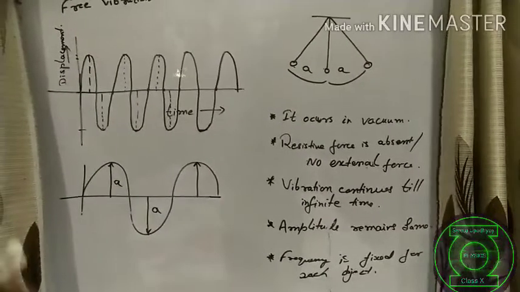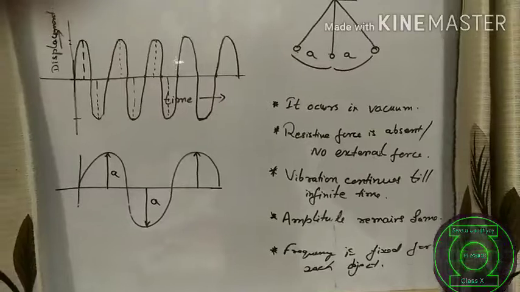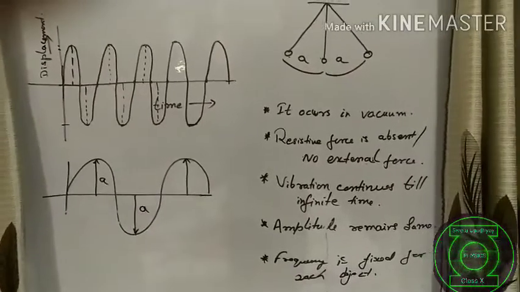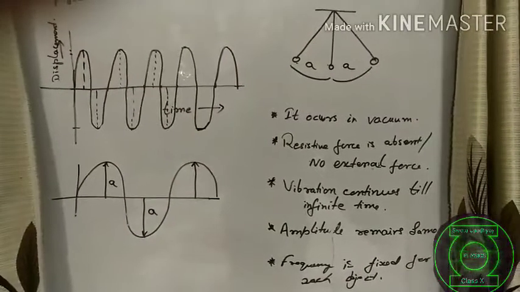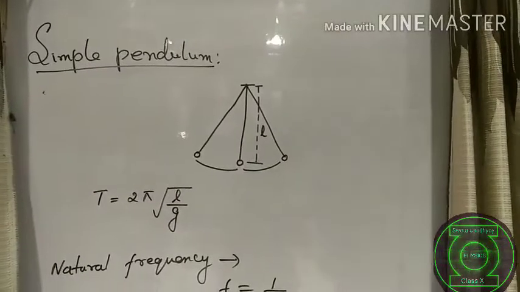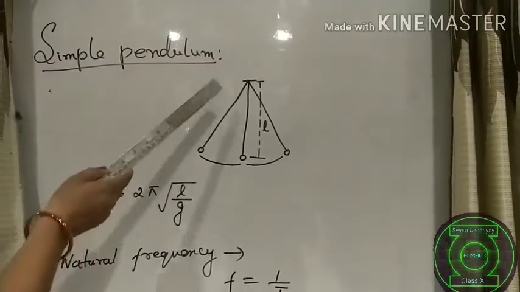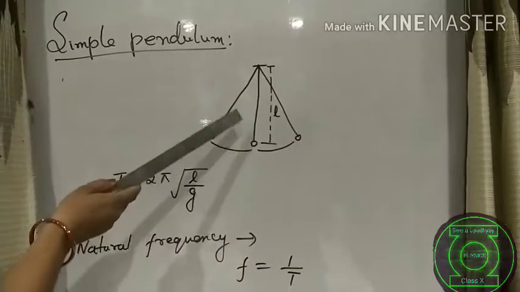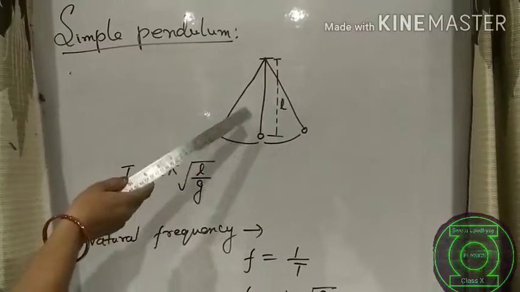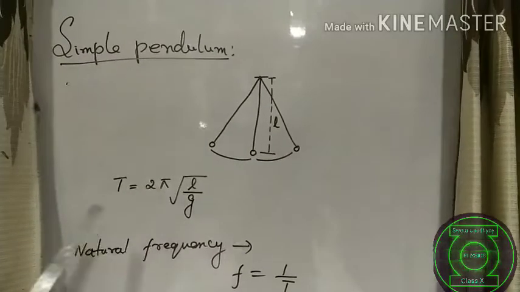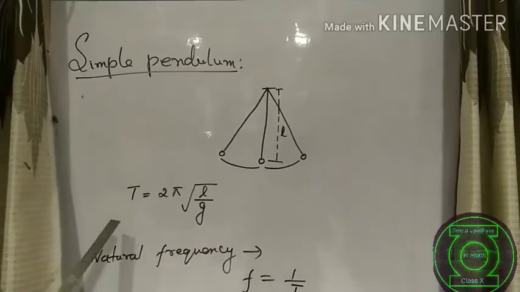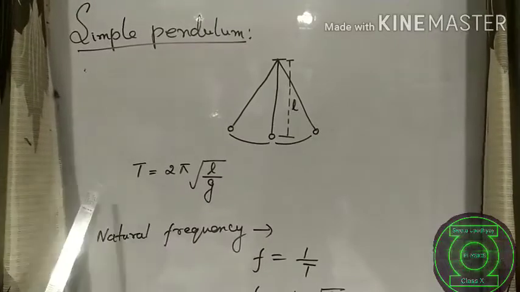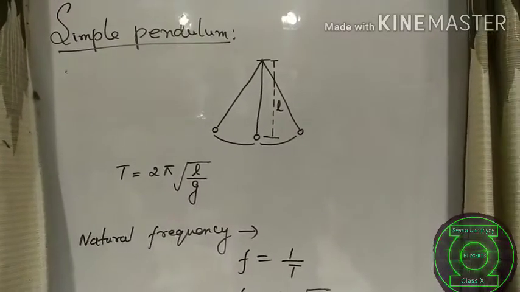The frequency is also fixed for each object. I am explaining it with the formula. Suppose we consider the case of a simple pendulum. This is the length of the string with which the bob is suspended. It is denoted as L, and from class 9 you know the formula for the time period of a simple pendulum is T equals 2 pi under root L by g.